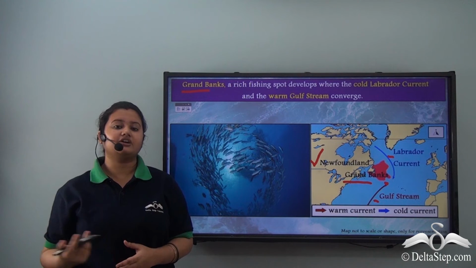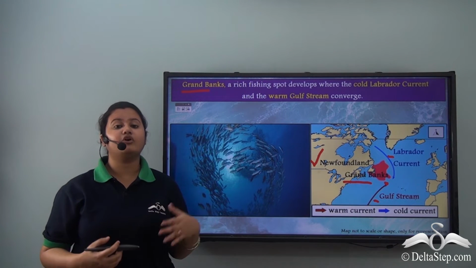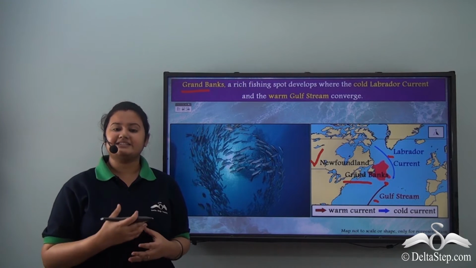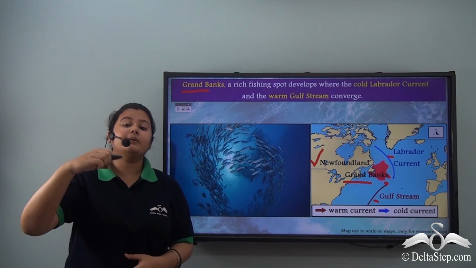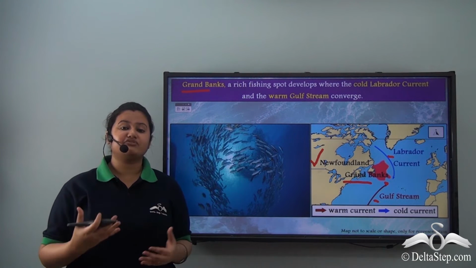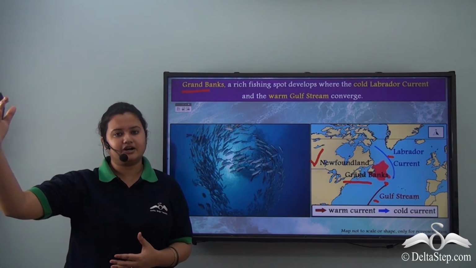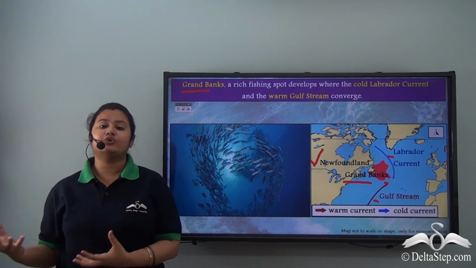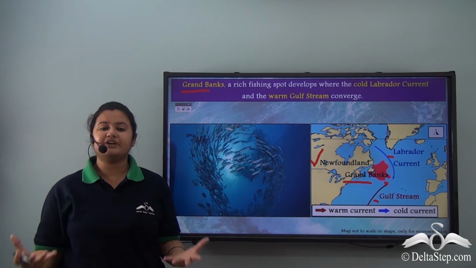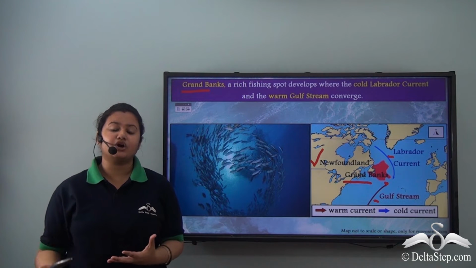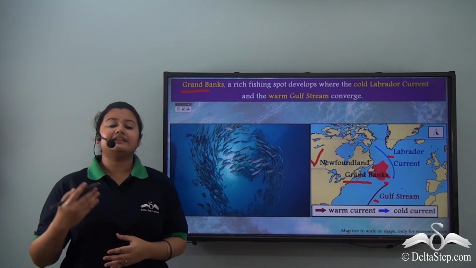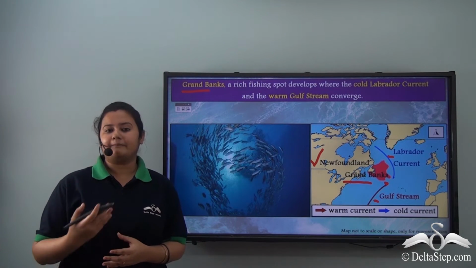Now, why does a fishing ground develop at the confluence of a warm current and a cold current? Now, we know cold current is heavier. So, when it comes from the deep ocean, it brings planktons and nutrients from the deep oceans to the surface. So, the fishes get food and thrive rapidly. Therefore, a rich or prosperous fishing ground develops at the confluence of a warm current and a cold current. Well, this is a merit of the cold Labrador Current.